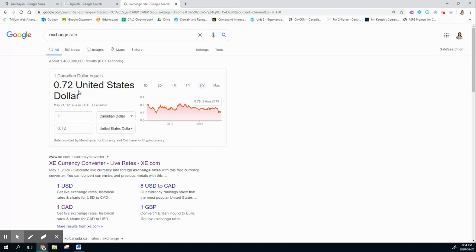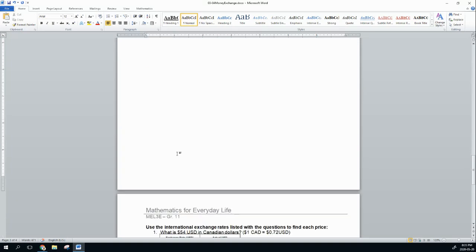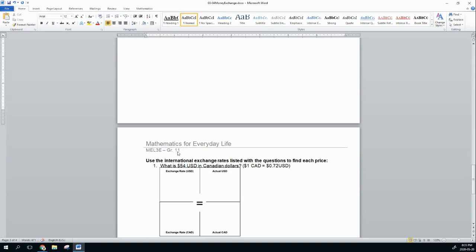Now, this is a very neat tool because you can always type in your value. What is 250 Canadian dollars? And in American, it'll just pop out that it is $179.58. But since this is math class, I do want to show you how we are going to do it by hand.